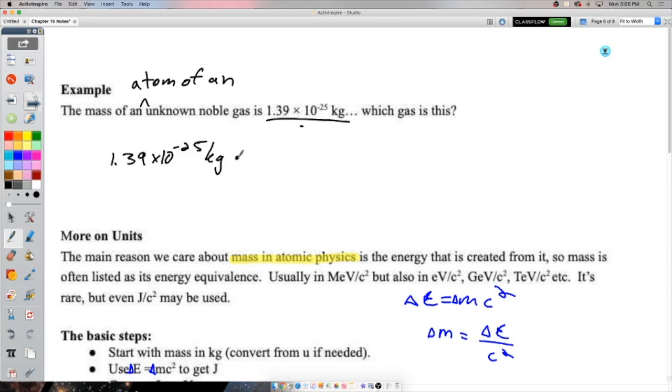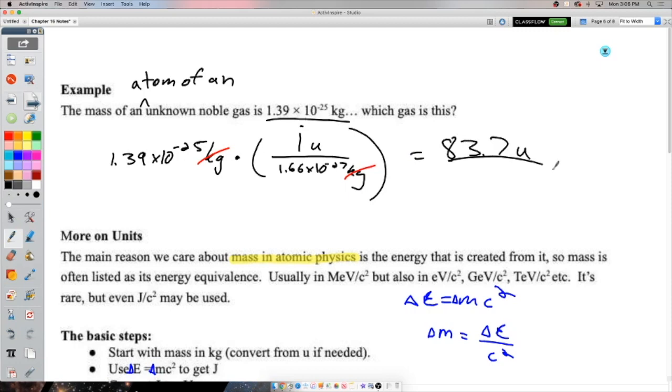So, and you get that it's 83.7 atomic mass units. So it's not a perfect match for any of the noble gases, but krypton is 83.8. Remember, that's an average, right? This thing with an atomic mass of 83.7 atomic mass units could very well be an atom of krypton.